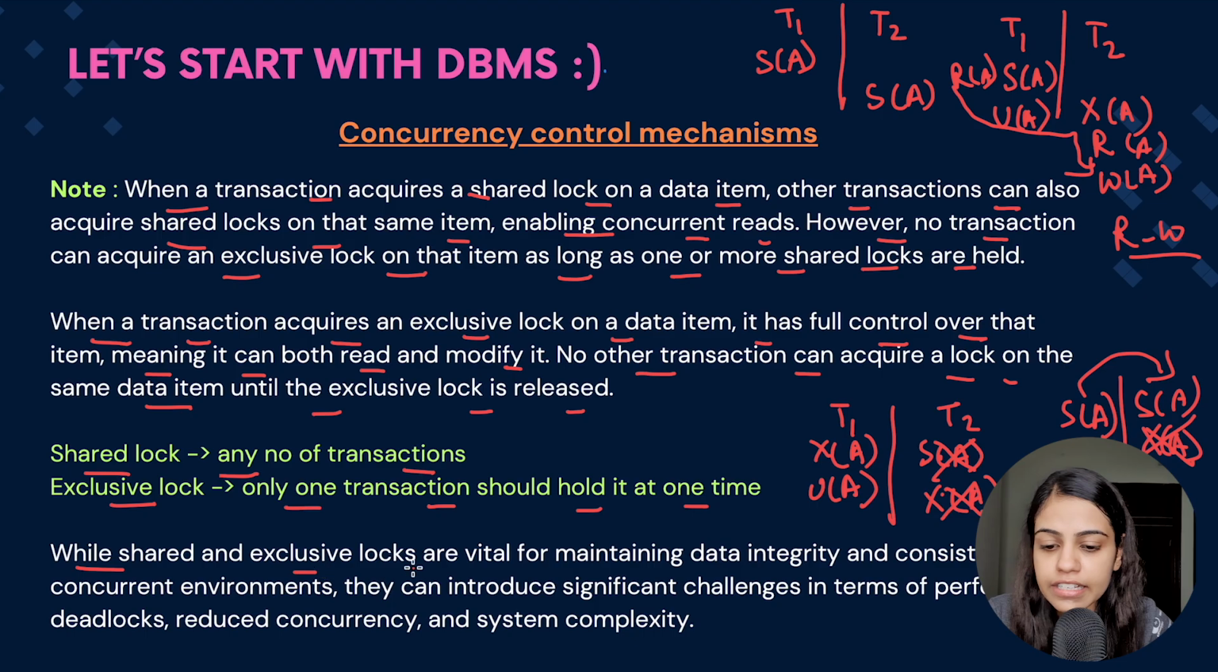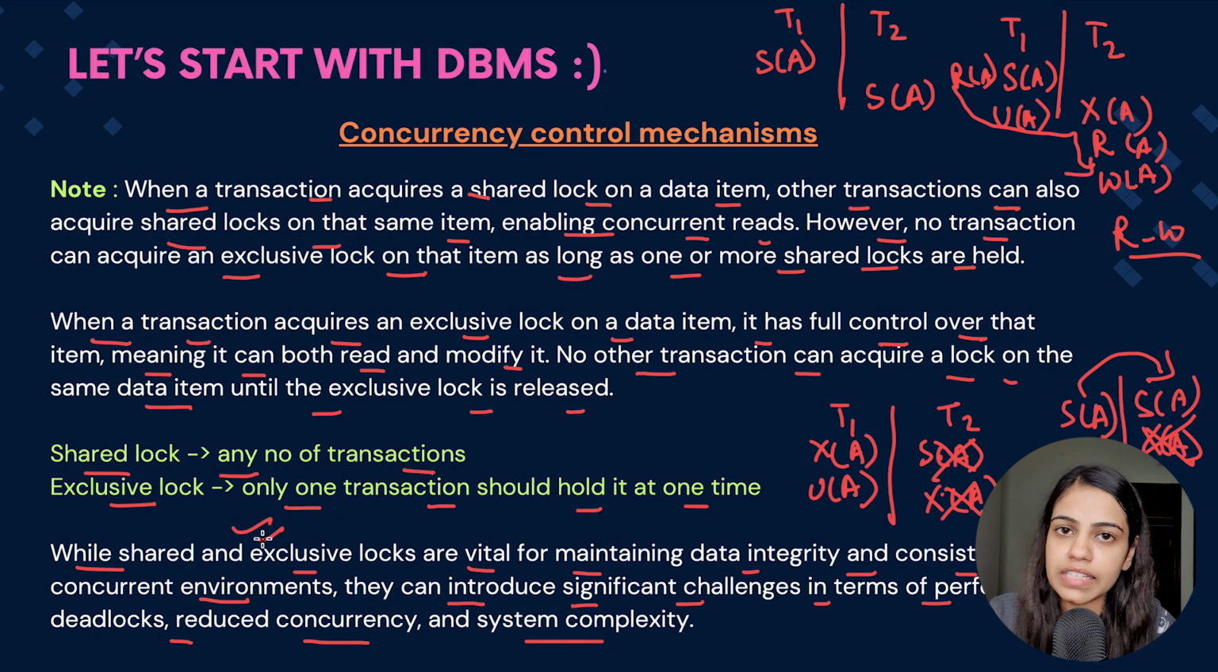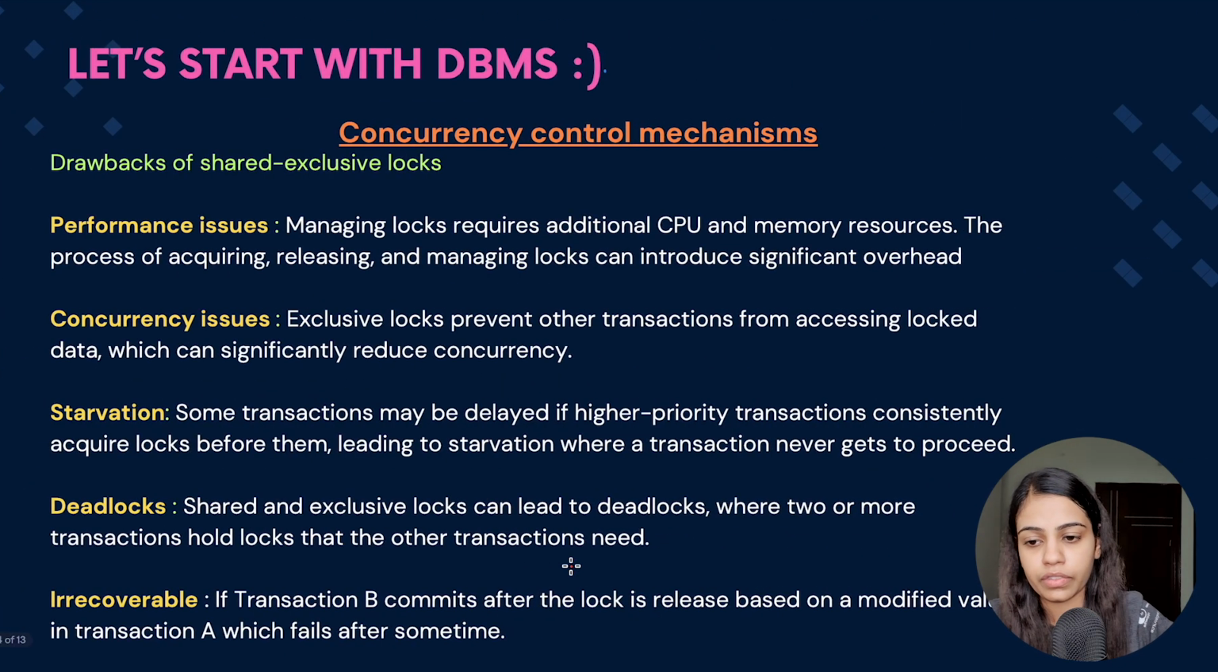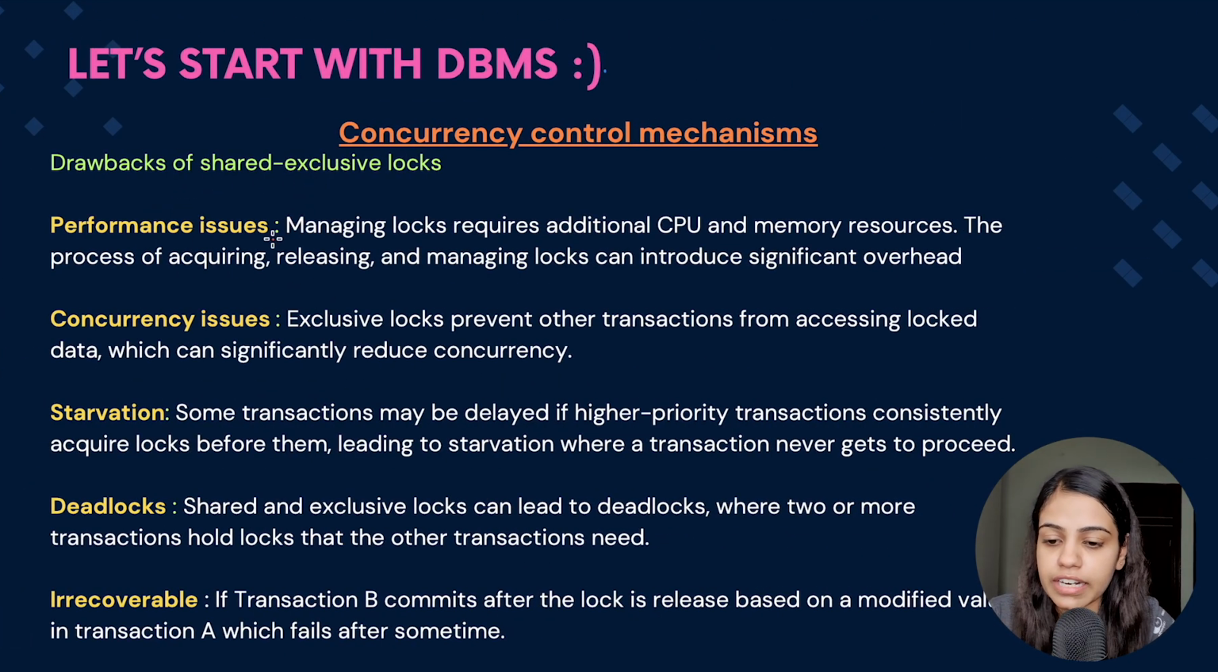So while shared and exclusive locks are vital for maintaining data integrity and consistency in concurrent environments, they can also introduce significant challenges in terms of performance, deadlocks, reduced concurrency, and system complexity. So although they are helping us to achieve serializability to some extent, there are some issues such as deadlock, reduced concurrency, and system complexity. Now, what are the drawbacks of shared and exclusive locks?